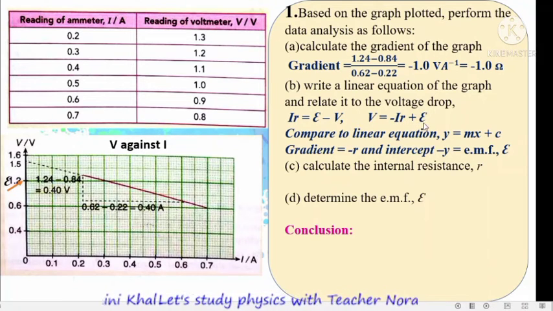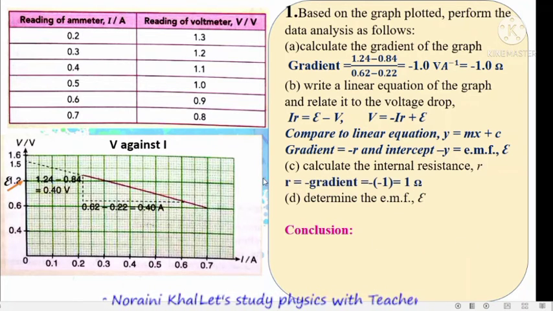c is E, or EMF. Okay, so from this graph we can determine EMF just by extrapolating the graph until it intercepts the V-axis and reading the value here, 1.5 volt. Okay, to determine the internal resistance, you just calculate the gradient. Calculate internal resistance: R equals negative gradient. So negative 1 becomes 1 ohm. So we get the gradient from here.